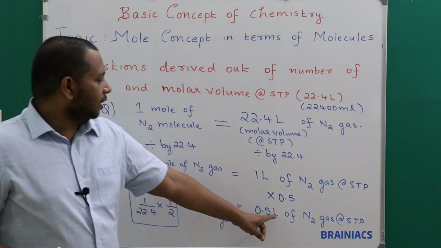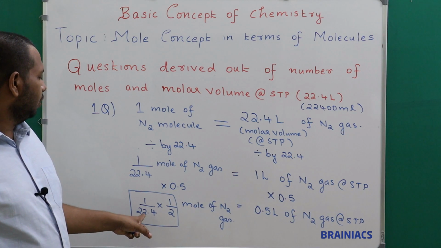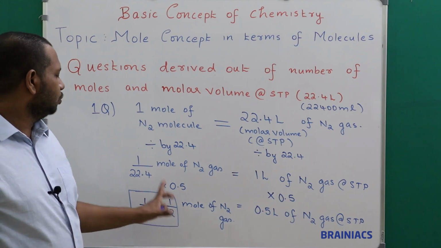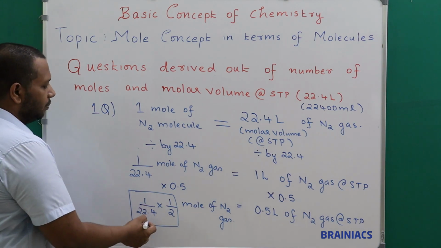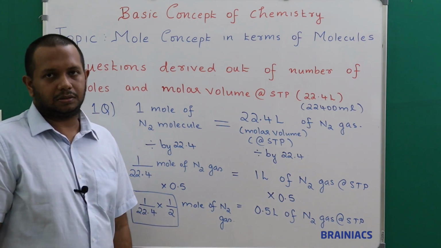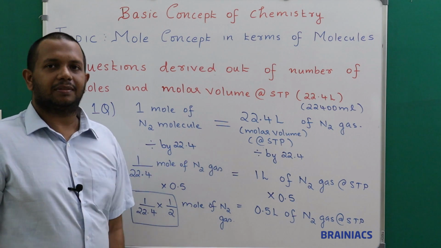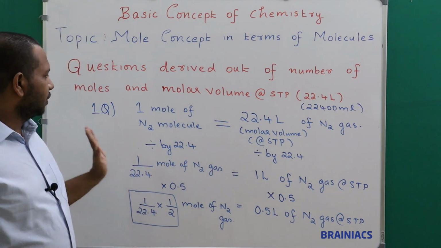So 0.5 liter of nitrogen gas will have how much mole? 1 by 22.4 into 1 by 2. So this you can calculate it. This will come around 1 by 44.8. Understood? You can do that decimal conversion. So please check whether it is correct.